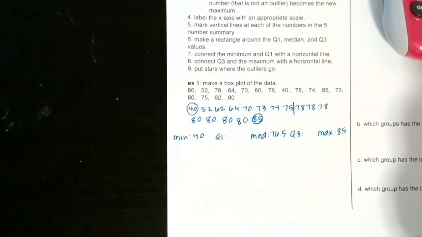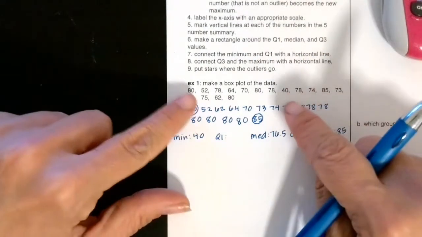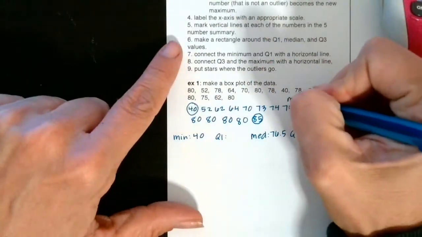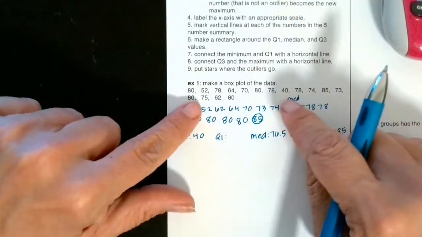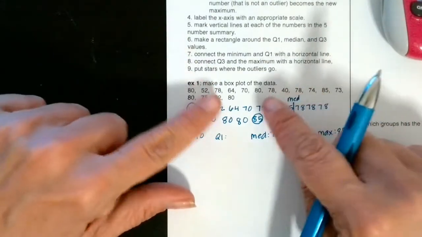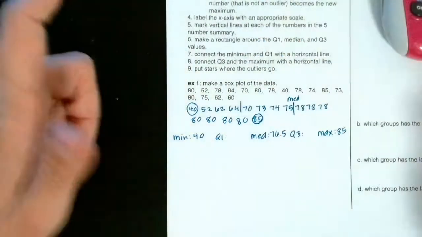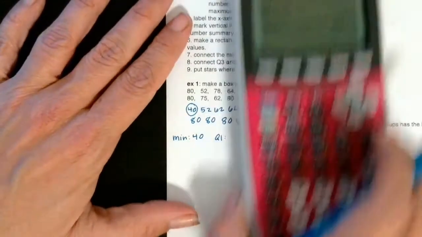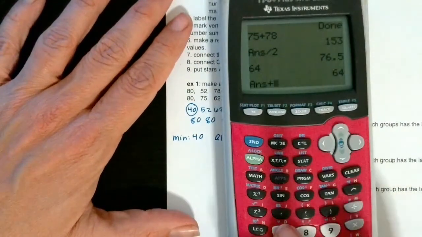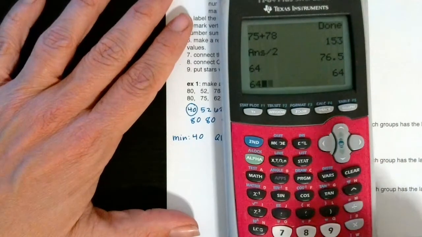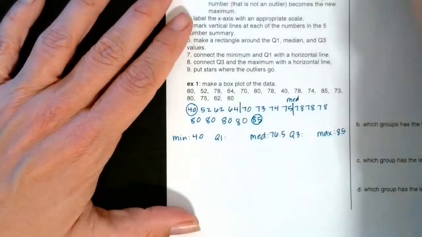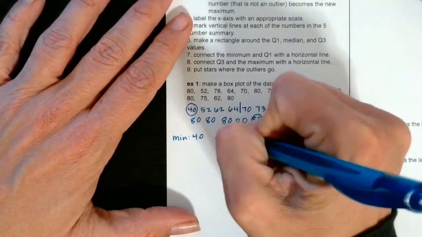And then to find Q1, we're now going to do the same thing here. Let me do that again so I don't accidentally. So what's the middle of the way between 64 and 70? Again, if you can't do it in your head, just use your calculator. Divide by 2, and that's going to be 67. So Q1 is 67.